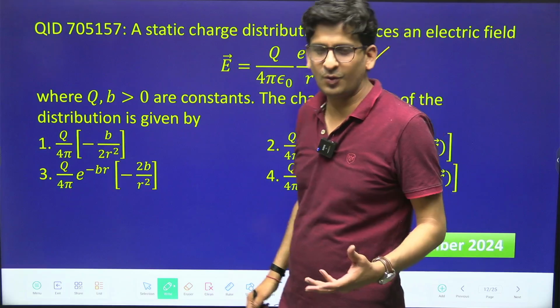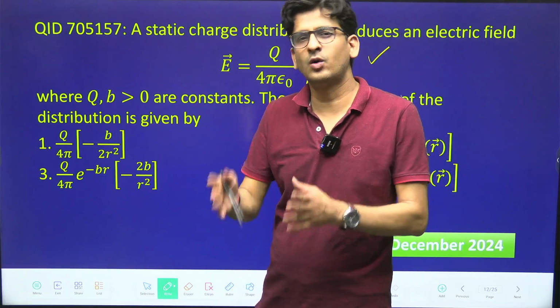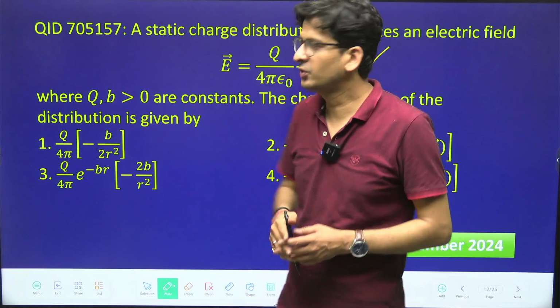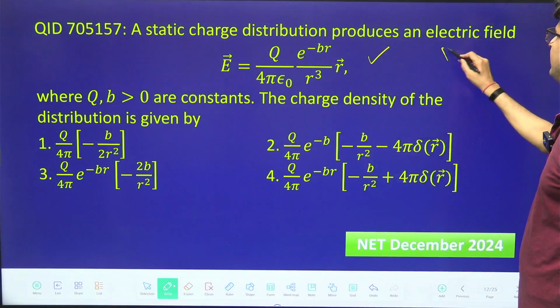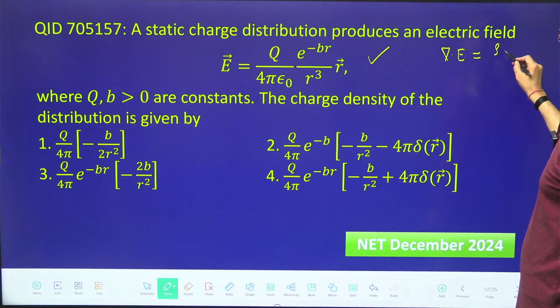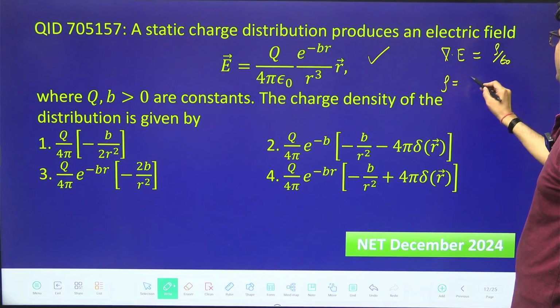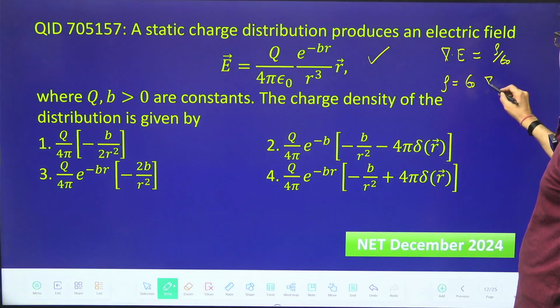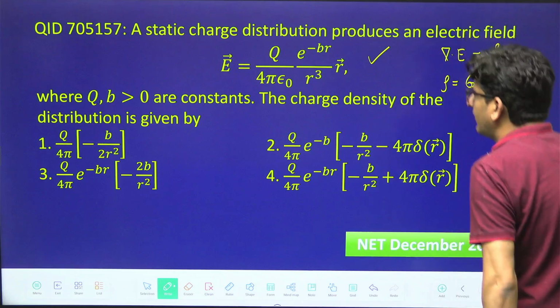So it is so obvious that if E is known and you want to calculate rho, you should just write the first Maxwell's equation given by del dot E is equal to rho by epsilon naught. So what will be rho which is required? It will be epsilon naught times del dot E. Okay. Now the profile of E is already given.